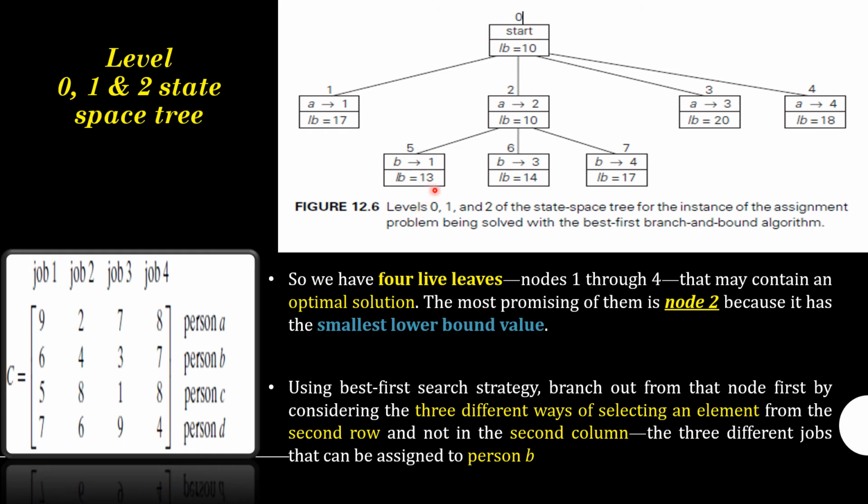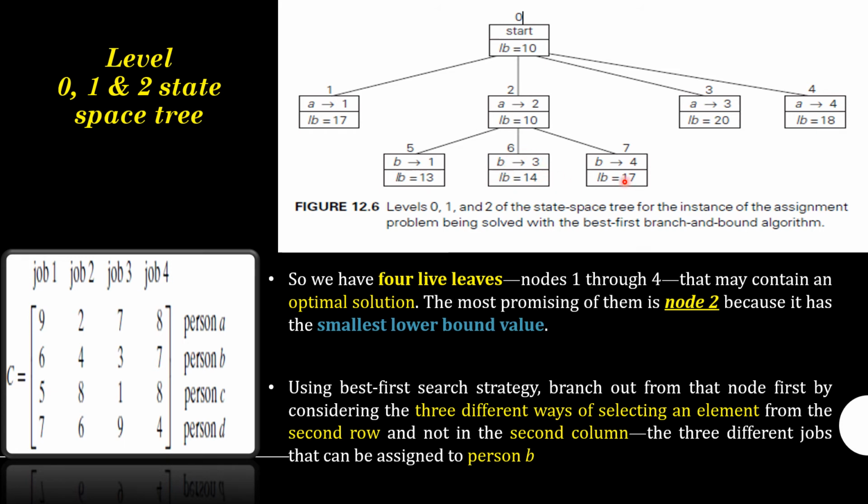Next, instead of the first job, I'm going to select the third job for person B. That means 3, right? If I select 3, 2 plus 3 is 5, right? 5 plus 5 is 10. 10 plus 4 is 14. So that is the lower bound for the second node.